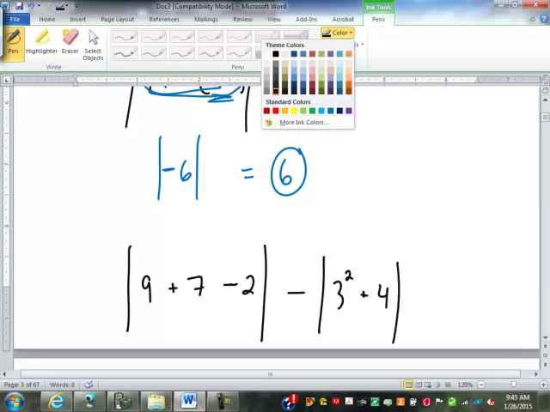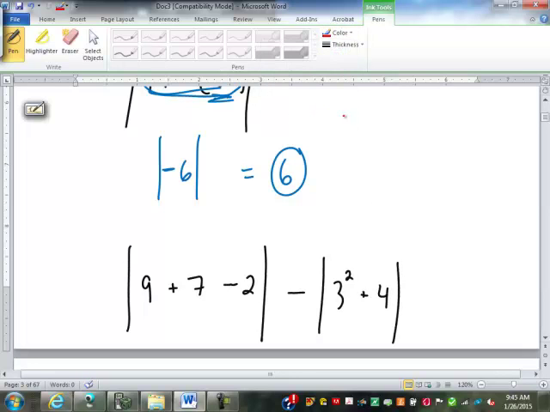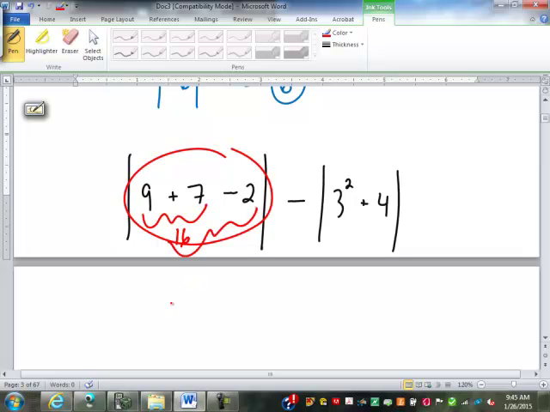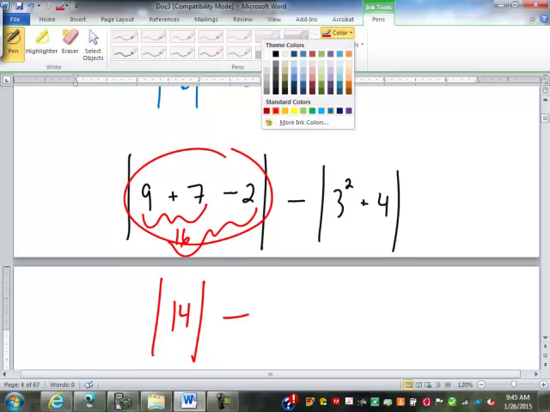Let's look at something like this. Again, this is just order of operations. This is an enclosing symbol, so we can do what's inside there first. What's going to happen first? Yep, so 9 plus 7 is 16, and then minus 2 is 14. Now we're done with everything in there. It's down to a single number. We can get rid of the symbol.